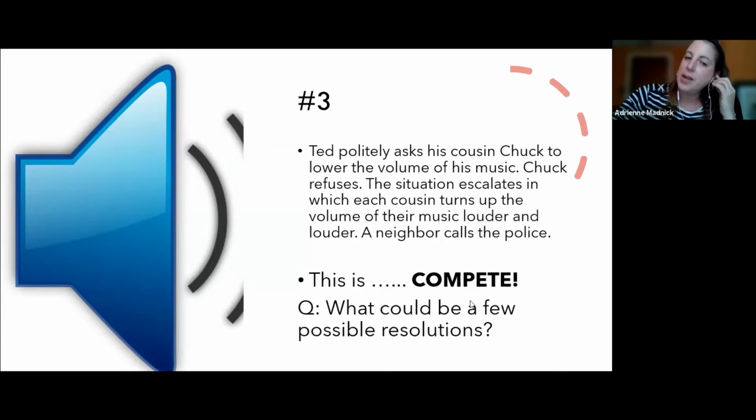There's definitely a compromise. Yes, Chuck could have just turned down his music. He could have. Or Chuck could have used maybe headphones or something. What do you guys think? He could have still listened to it at the volume that he wanted to, but just not disturbed everyone around him. So they chose to compete, but then they got consequences for that. All right, we're going with the next one.